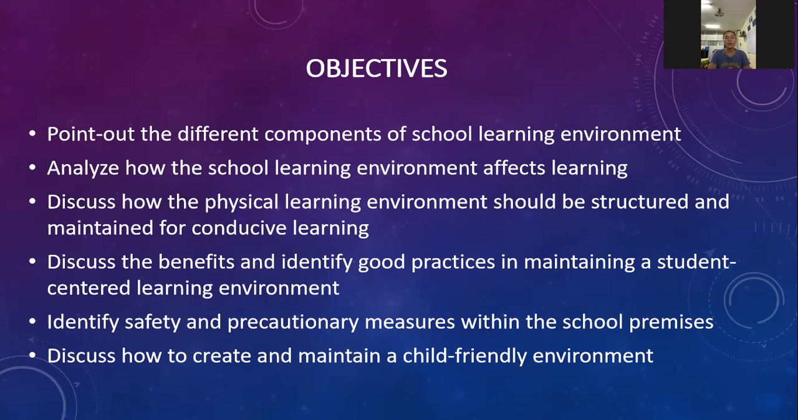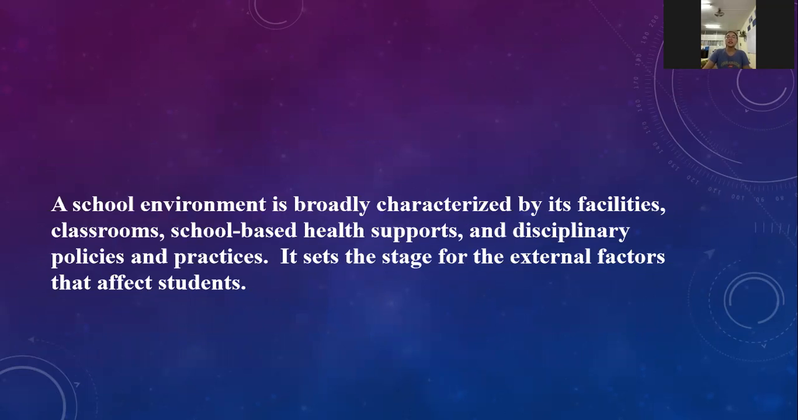So these are our objectives for today. So, the school environment. A school environment is broadly characterized by its facilities, classroom, school-based health supports, and disciplinary policies and practices. It sets the stage for the external factors that affect students. So the school environment consists of facilities for the betterment of the students.